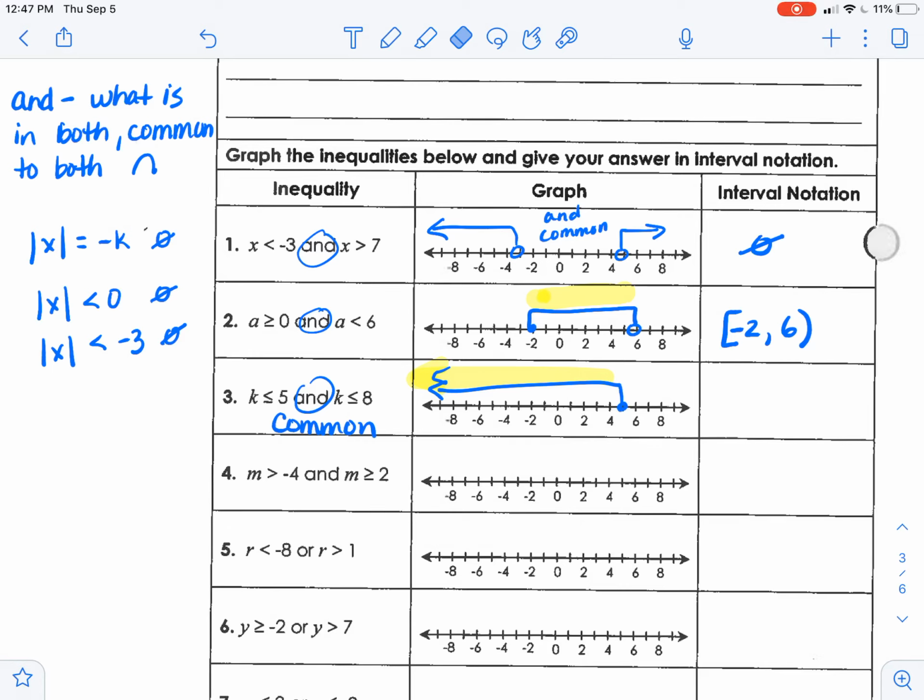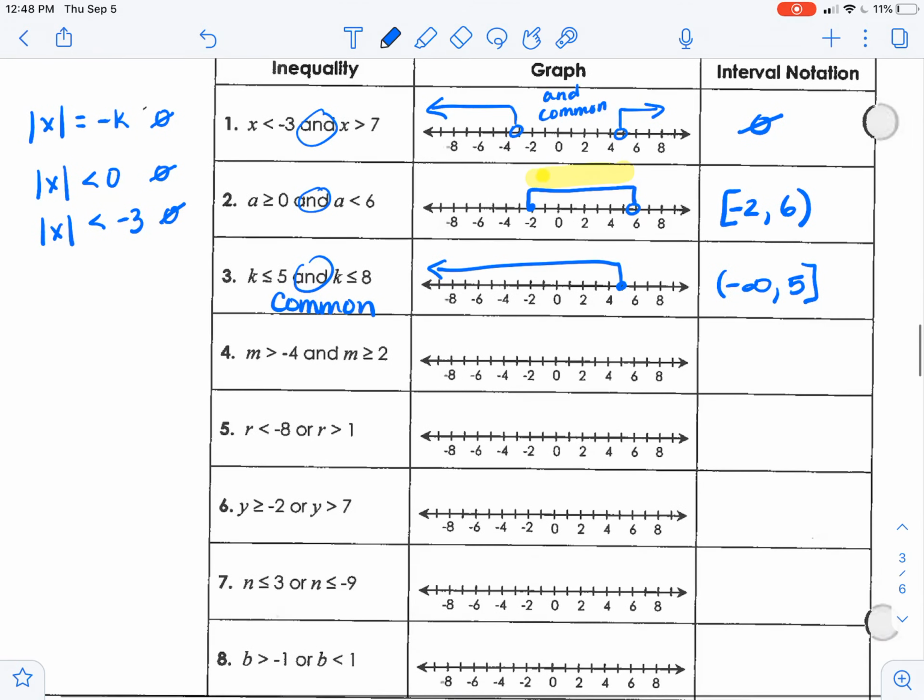I'm going to take off that line. So that is my answer. And so my interval notation would say from negative infinity to 5, bracket. Those are your 3 scenarios for ands. Now, on number 3, they could both go to the right, but it would still look kind of the same. You would still have what they have in common. Now let's do one more, and then we'll move on to ors.